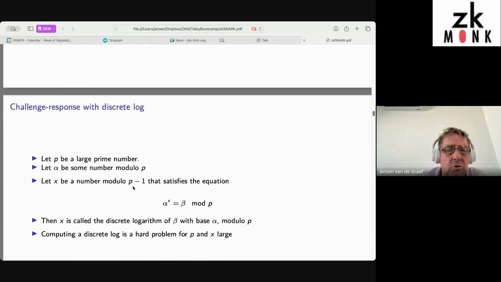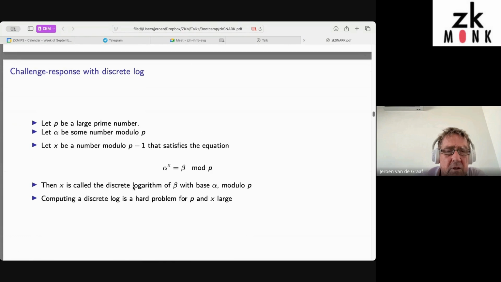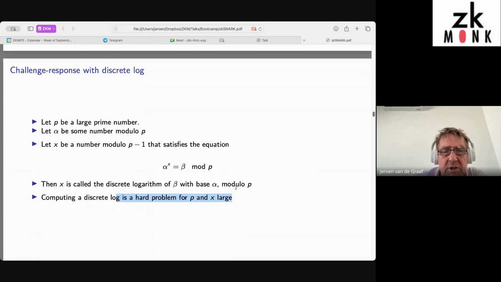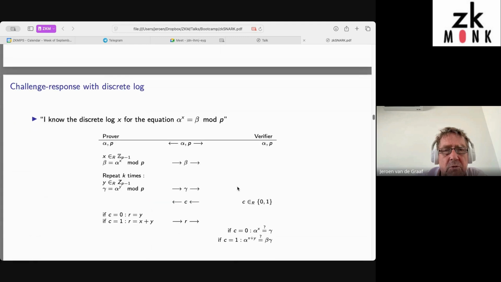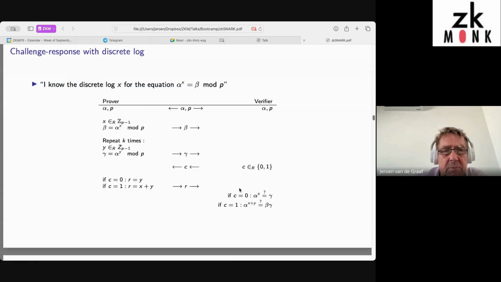And now we know that the discrete log problem is hard. It means that if I give you a large prime number, then it's very difficult for you to recompute x given alpha, beta, and p. And so this protocol that I'm showing you now is a zero knowledge protocol, a challenge response protocol for showing knowledge: I know the discrete log x for the equation alpha to the power x equals beta modulo p.